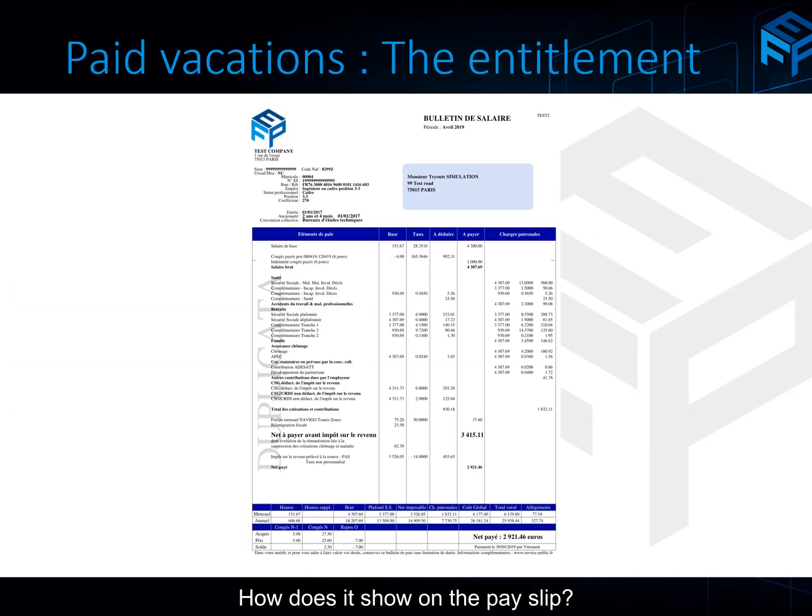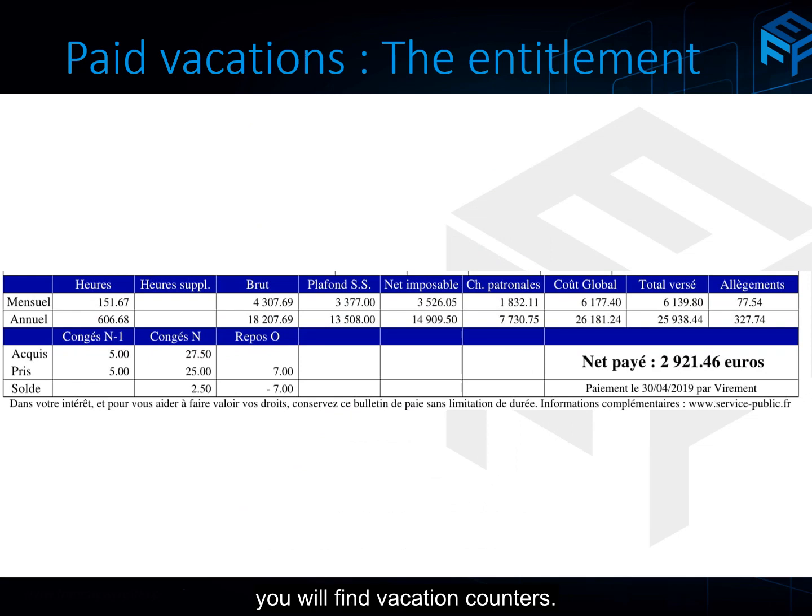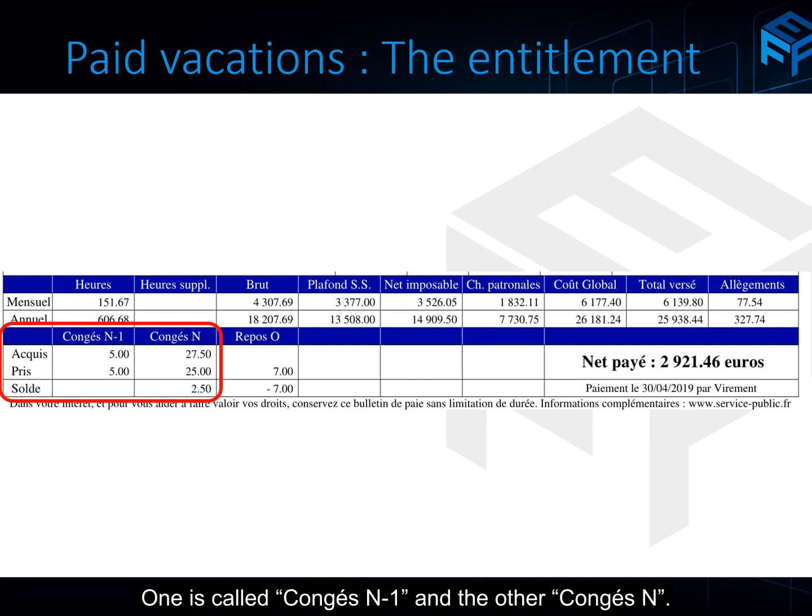This is the theory. How does it work on a payslip? On the lowest part of the payslip, you will find vacation counters. There are 2 counters for the vacation days. One is called congé N-1 and the other congé N.